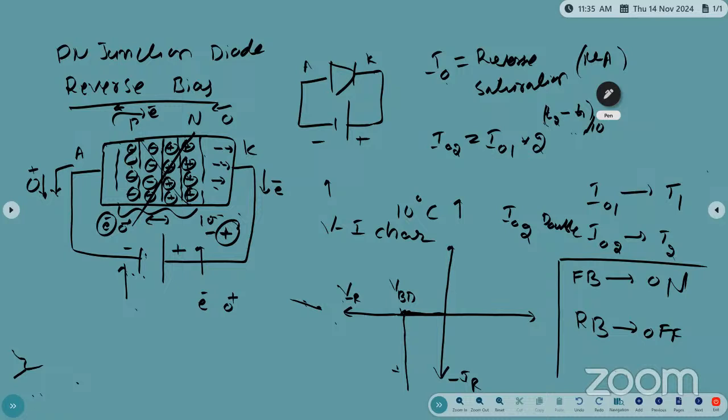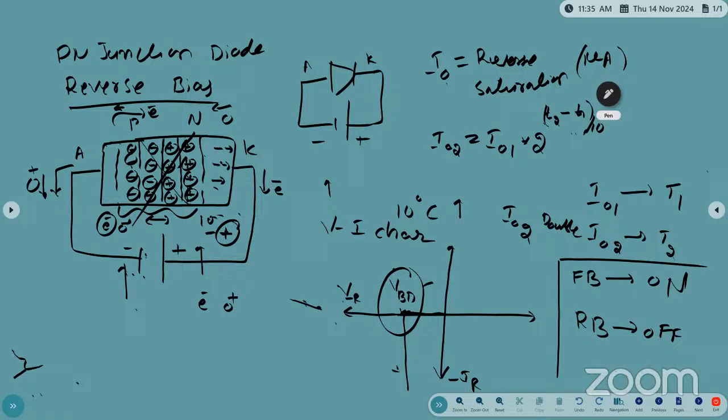Now this is the main drawback of the PN junction diode. Under forward bias there is no issue. After 0.3 volts, if you increase the voltage, whatever current you apply, the total current can flow through the junction. No issue under forward bias. But coming to reverse bias, at a certain point of reverse voltage the junction will get damaged. After damaging, the current will increase suddenly. That is the main drawback of the PN junction diode under reverse bias.